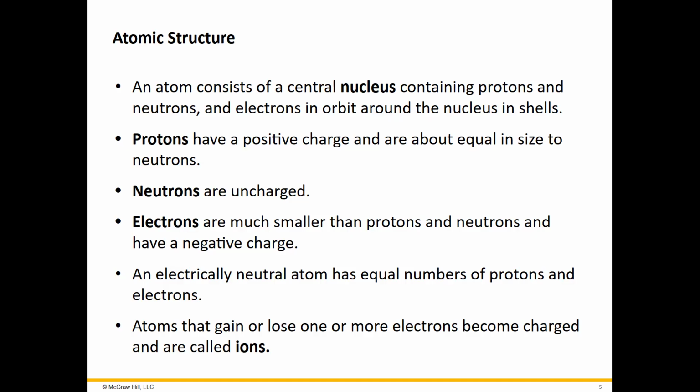An ion forms when there's a difference between the protons and the electrons. That's what I want you to know. And to recognize, if I gain electrons, I become negatively charged in my ion composition. And if I lose electrons, I become positively charged by comparison.